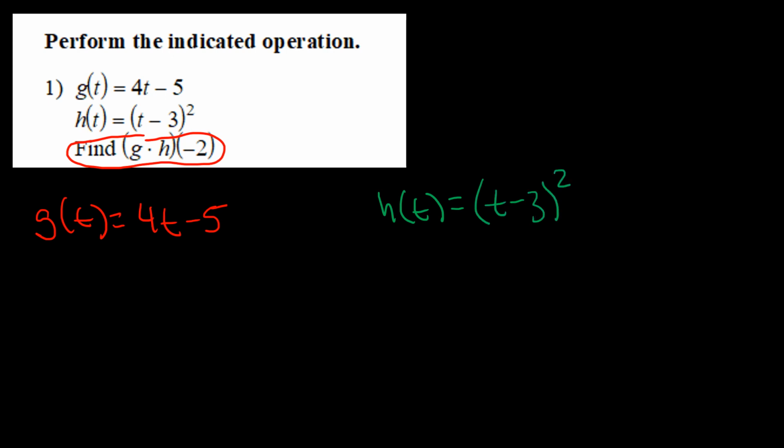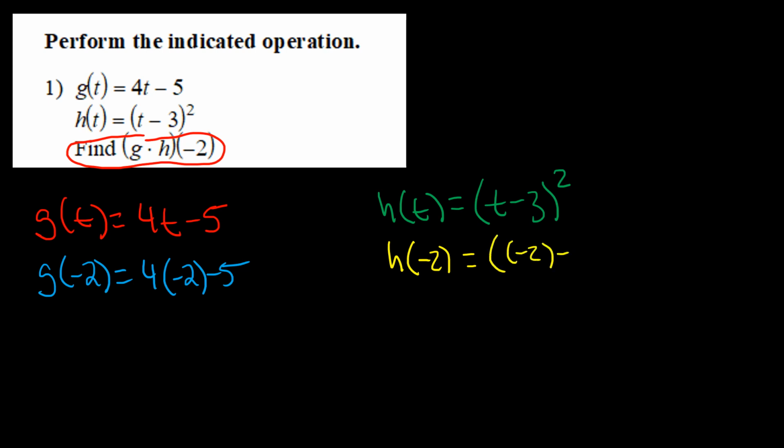What happens here is we're going to substitute in negative 2. We're going to have g of negative 2 equals 4 times negative 2 minus 5. And we're going to put in negative 2 in the other equation as well: negative 2 minus 3 squared. When we start working this out, we'll see g of negative 2 is equal to negative 8 minus 5, and we get that g of negative 2 is equal to negative 13. Now this is not our answer, so just pause there.